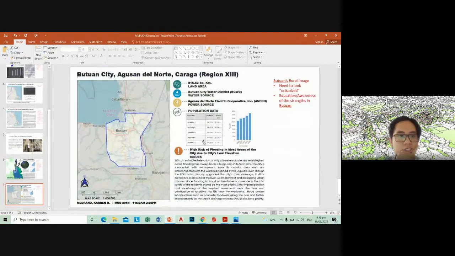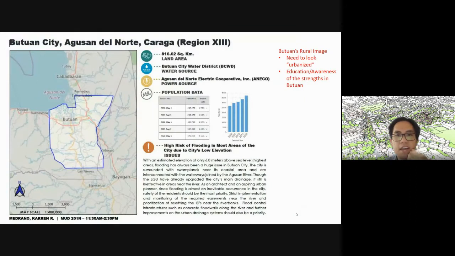Okay. So the issue for Butuan City, that's a refresher for Joseph, who wasn't with us earlier because he's in a different class, is that Butuan City is growing. It has decent access to water. Power is not so much a problem. What Karen highlighted is the need to improve Butuan's image to keep the younger population in the city. So it needs to look urbanized, like increasing awareness of the strengths of Butuan, despite looking very rural.